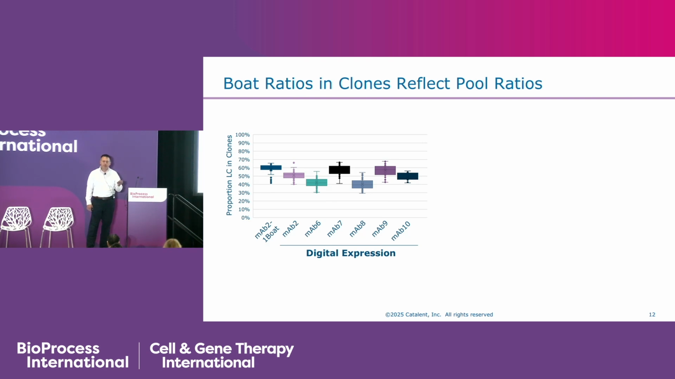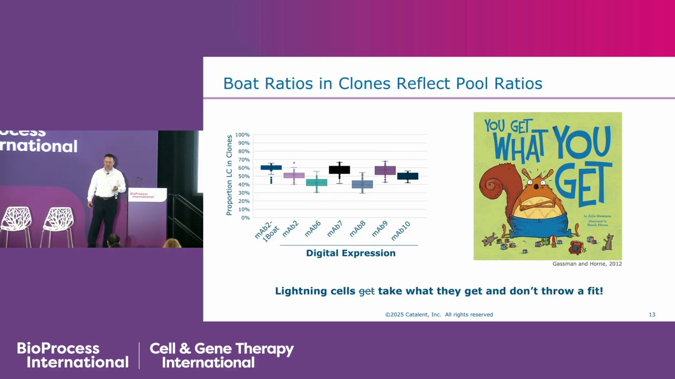And on the far left there is actually the control of a bicistronic vector that has both heavy and light chain. That is, by definition, a genetic 1-to-1, but it still shows some variability. So this probably just reflects the variability of our qPCR assay. And my kids are very happy that I included this reference to Gassman and Horn of 2012, that the lightning cells get what they get, and they don't throw a fit. So what we give them in the transfection mix is what they insert. So it's a pretty robust system.